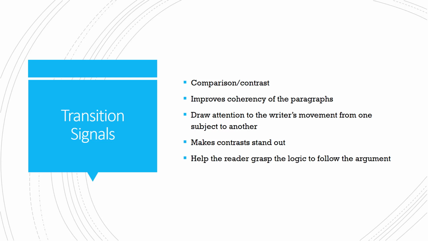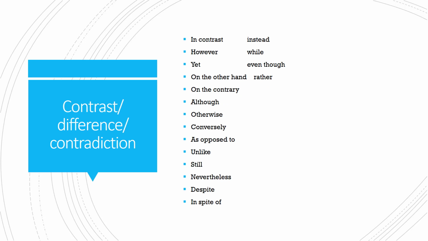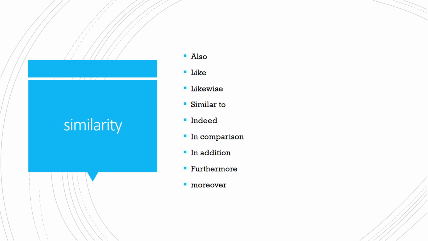The transition signals also can help improve the coherency of paragraphs, meaning it comes together as one unified thought as opposed to just a bunch of sentences that happen to be really close together. It also can help the readers grasp the logic of the argument. Here are some other phrases that can be used as signal phrases. They represent contrast, difference, and contradiction. So depending on what you're trying to articulate, you would use one of these specific terms. Again, there's way more than this, but this is just a starting point.